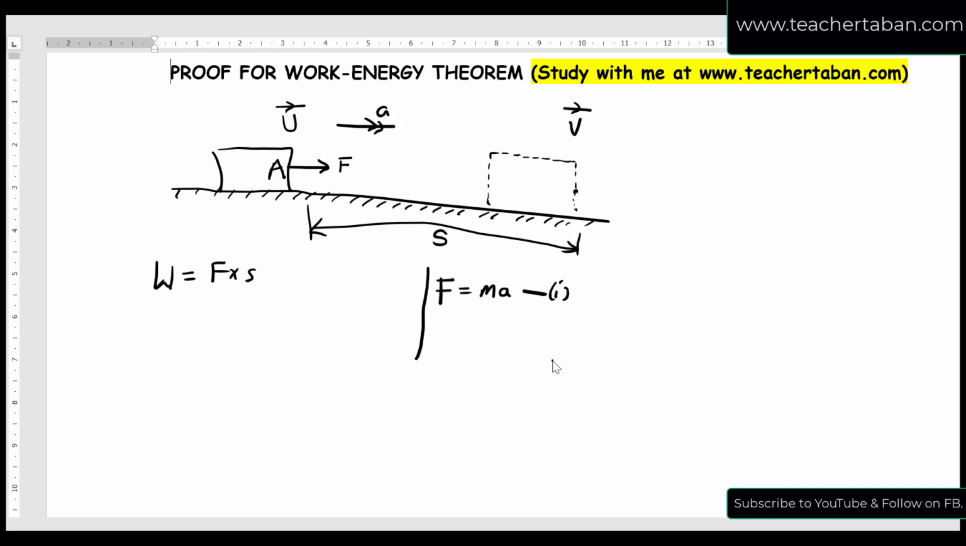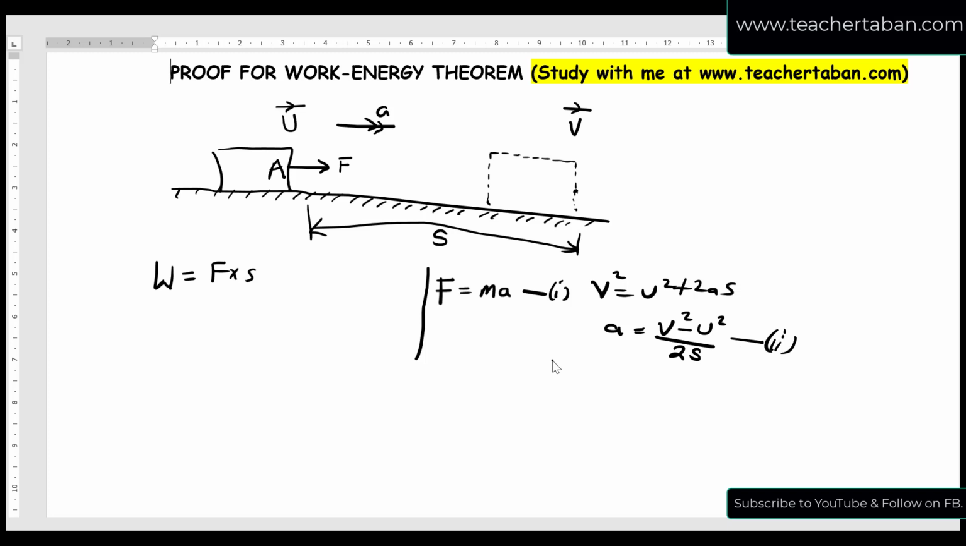And then also from the third equation of motion, that v squared is equal to u squared plus 2as. If I make a the subject of the formula, I'll simply have that a is the same as v squared minus u squared over 2s. So this is my Roman 2.